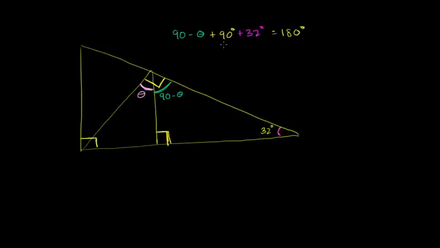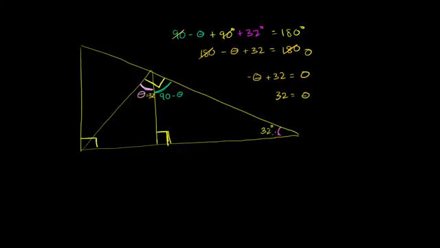And so let's see if we can simplify this a little bit. These two guys, 90 plus 90, is going to be 180. So you get 180 minus theta plus 32 is equal to 180 degrees. We have 180 on both sides. We can subtract that from both sides. So that cancels out. That goes to 0. And then you have negative theta plus 32 degrees is equal to 0. You can add theta to both sides, and you get 32 degrees is equal to theta, or theta is equal to 32 degrees. So it's going to be the same measure as this angle right over here. That's one way to do the problem.